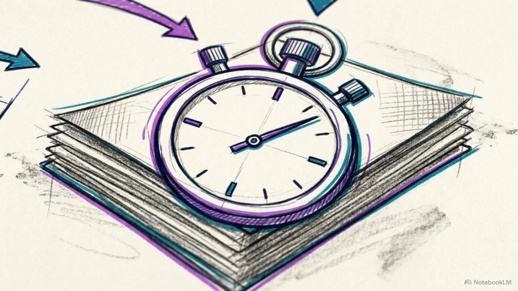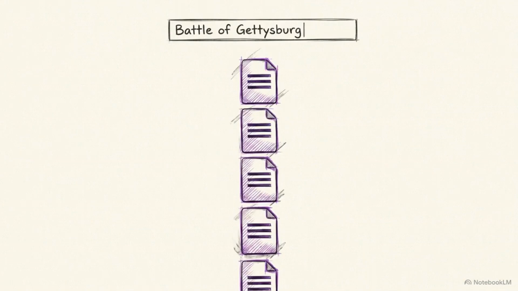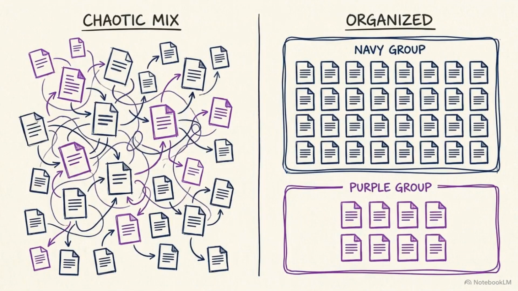Let's apply this to a live research sprint. Suppose you run a fast research query on the Battle of Gettysburg and import 10 brand new sources into your project. Previously, those incoming sources would scatter alphabetically throughout your entire document list. Now, the interface visually segregates the unreviewed data from your verified folders.